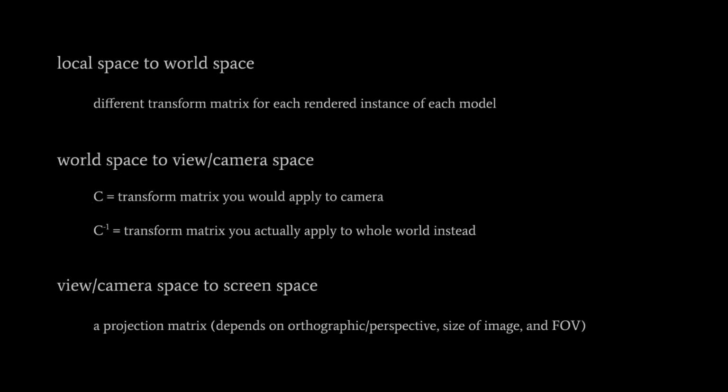Things start out in their own local coordinate systems, each model that we have separately defined in modeling programs like Maya and Blender and such. And then we're going to bring them together into one world space. Well, when you do that, each model has its own transform matrix because they're transformed in different ways. So for each instance of every model, we apply the transform matrix of that instance to all the vertices of that model. And now all the vertices of all our models are in one big world space.